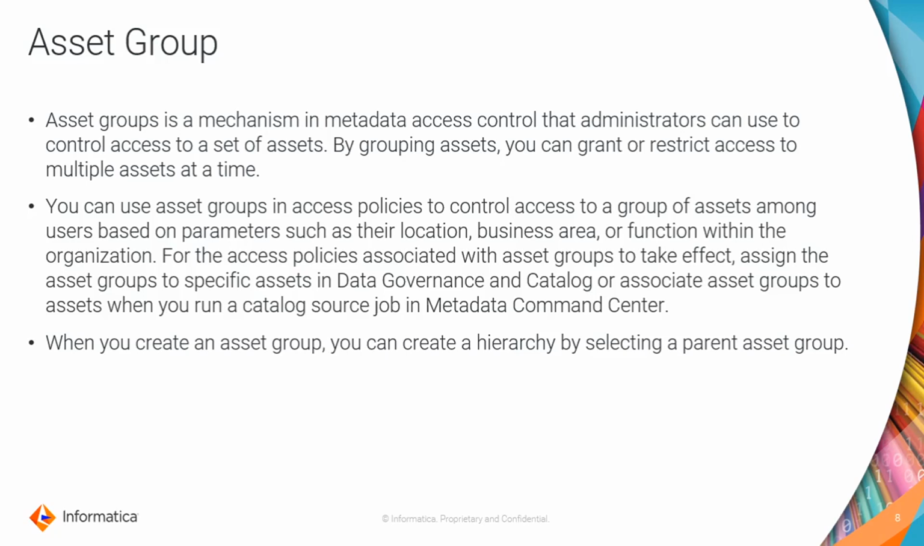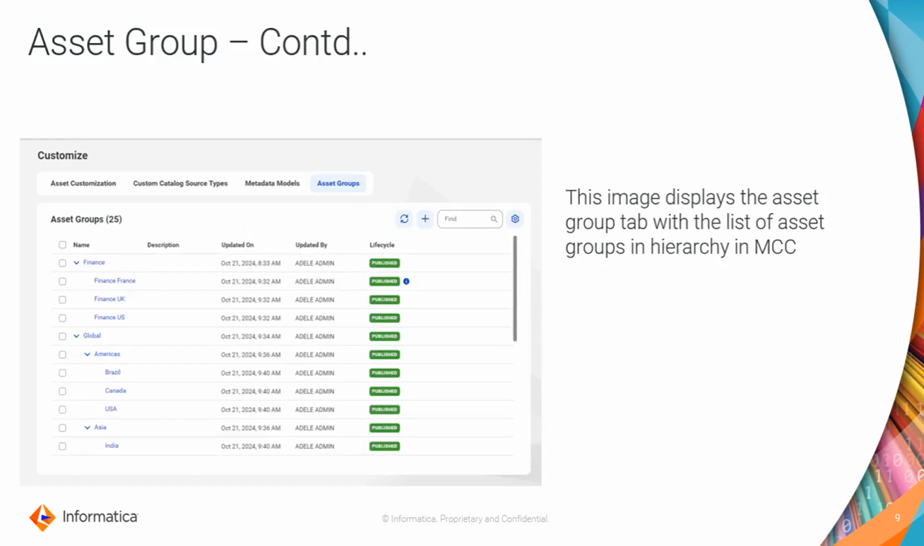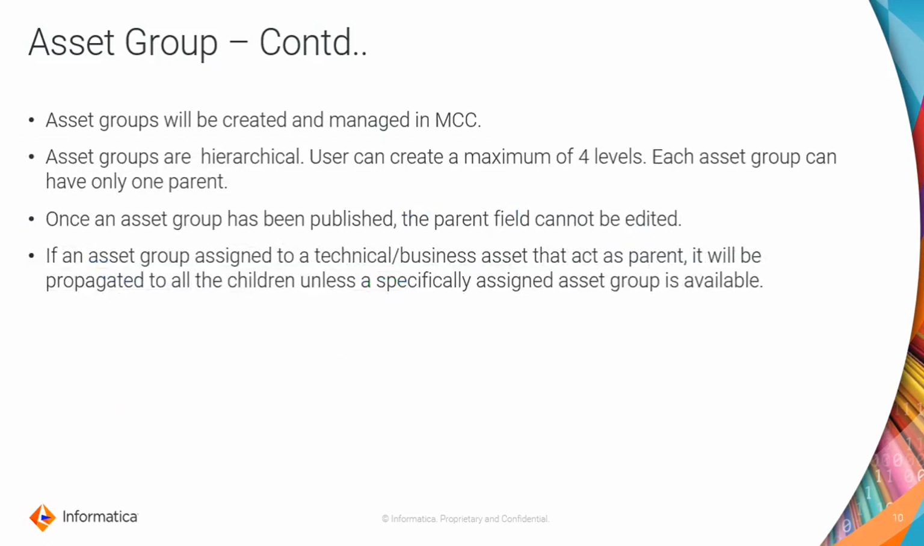When you create an assert group, you can create a hierarchy by selecting a parent assert group. This image displays the assert group tab with a list of assert groups in the hierarchy in MCC. Assert groups will be created and managed in MCC. Assert groups are hierarchical. Users can create a maximum of 4 levels. Each assert group can have only one parent. Once an assert group has been published, the parent field cannot be edited. If an assert group is assigned to a technical and business assert that acts as a parent, it will be propagated to all the children unless a specifically assigned assert group is available.